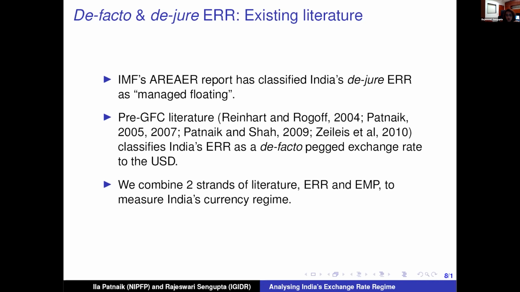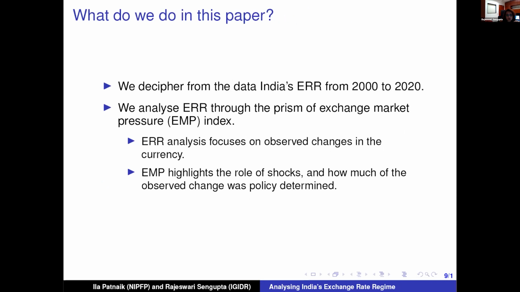I'll talk about why it is important to combine these two strands of literature and what additional insights we get when we combine them. Specifically, we decipher from the data what India's exchange rate regime was from 2000 to 2020. Was it just one single regime, or is it possible to divide it into structural break dates? And what did that regime look like? We also analyze the regime through the novel angle of the exchange market pressure index. So we bring together these two in one paper.